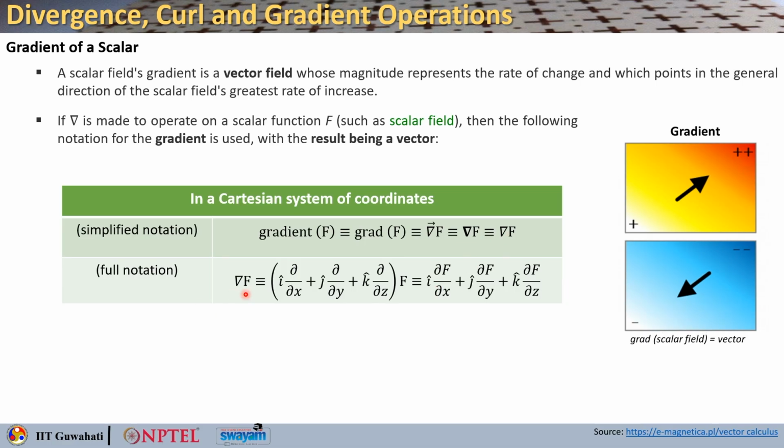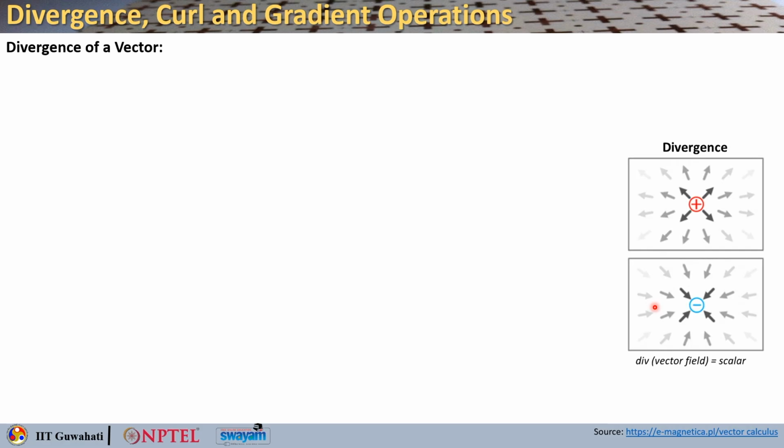So, what will be del f? Del f is nothing but del is given by this, okay, i cap ∂/∂x plus j cap ∂/∂y plus k cap ∂/∂z times f, or you can simply write it like this, i cap ∂f/∂x plus j cap ∂f/∂y plus k cap ∂f/∂z. So, that way you can find out the gradient.